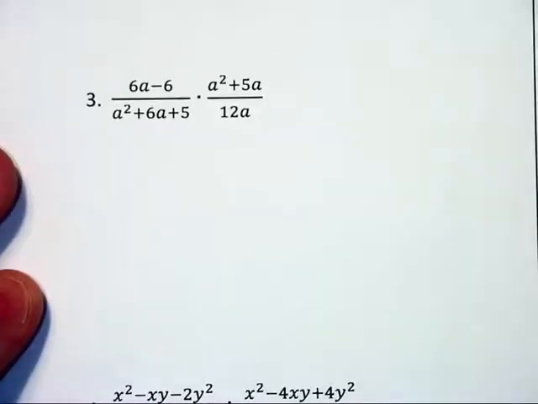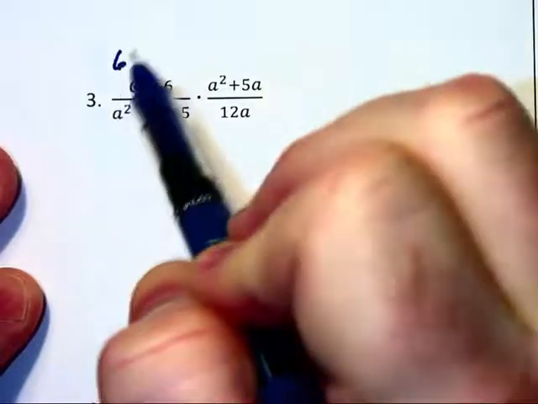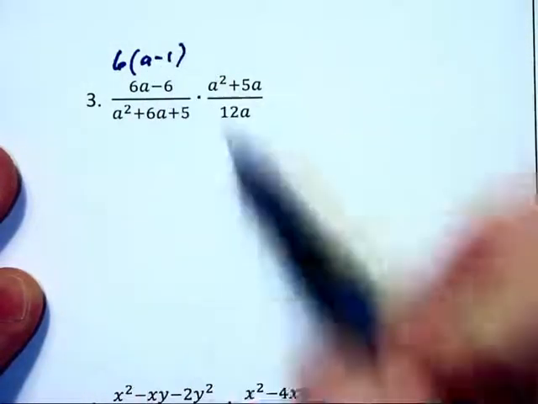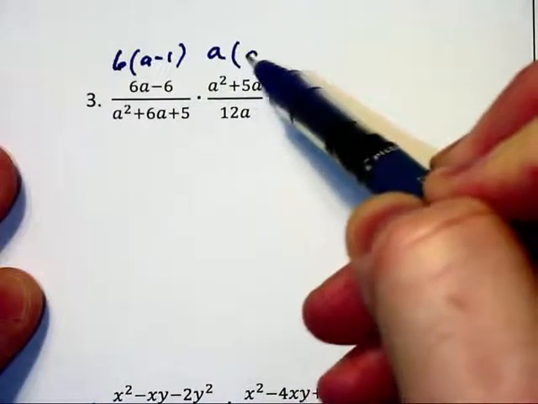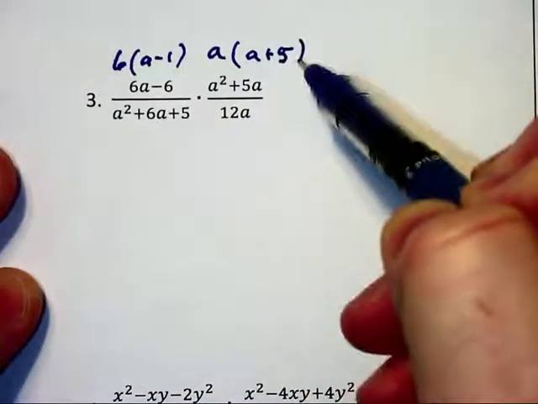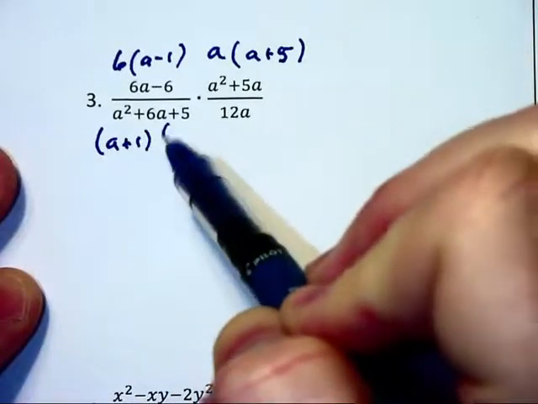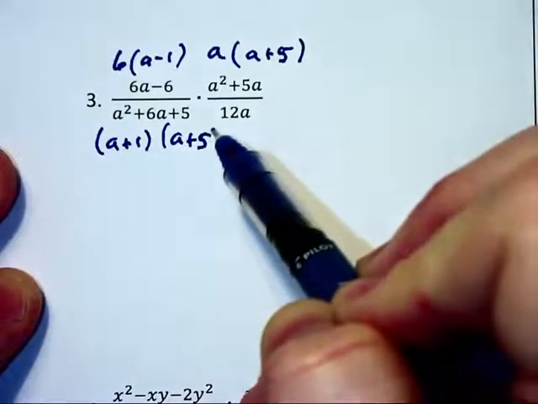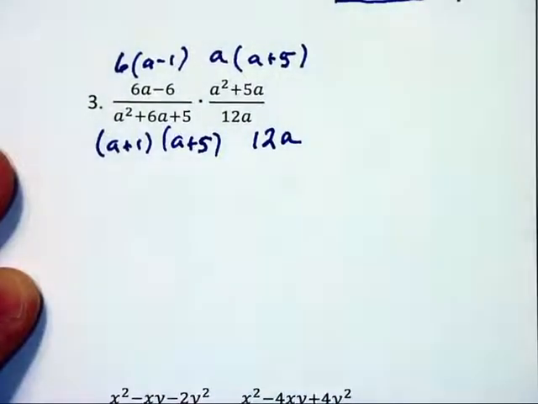For number 3, we're going to begin by factoring the top left corner. We can take a 6 out and have a minus 1 left over. In the top right, I can factor an a out and have a plus 5 left over. In the bottom left, I have a plus 1 times a plus 5, and I'm just going to leave the 12a in the bottom right corner.